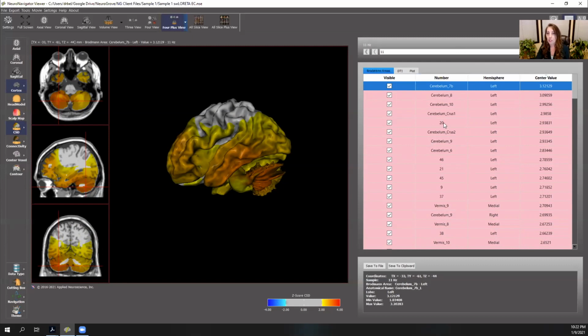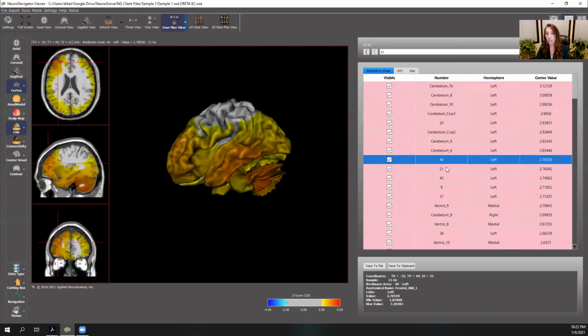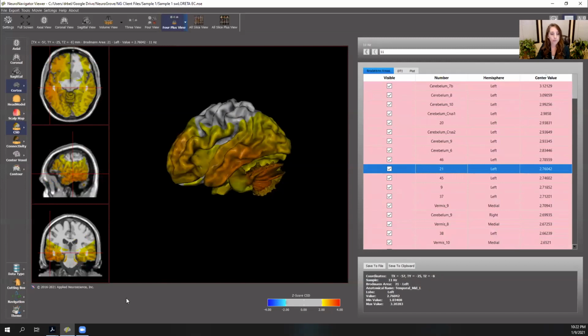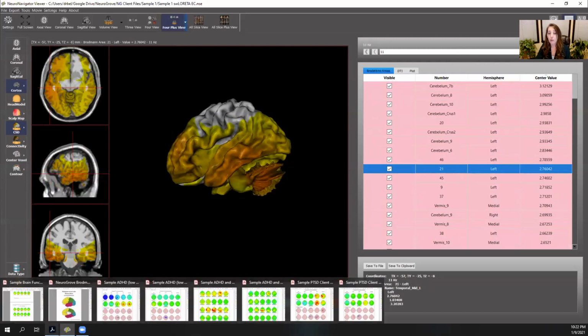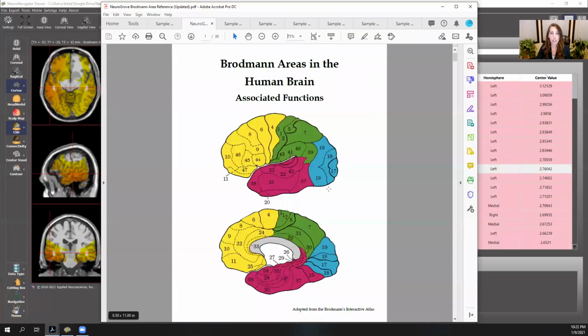Now you'll notice we also have numbers here, 20, 46, 21. These are what are called Brodmann areas. Brodmann areas are basically a different way of breaking down the brain into chunks so that we can get really specific. We're looking at 52 different Brodmann areas, and we are also looking at those limbic areas and different parts of the cerebellum.